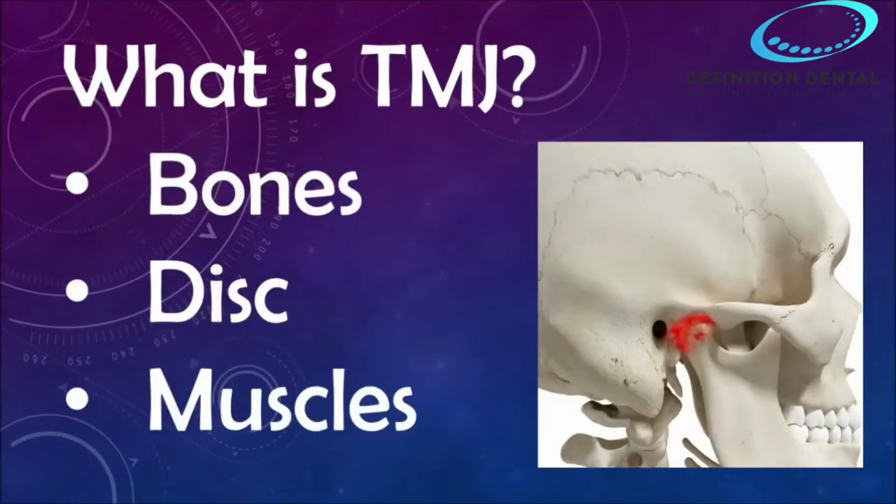The TMJ is comprised of three main types of structures. First, you have the bones. You have the ball of the mandible that fits in the socket of the temporal bone. That's where you get the term temporomandibular, because it's the temporal bone and the mandible and the way they fit together. This is a ball and socket joint, just like shoulders and hips. It's the only joint in the body where, in normal function, the ball routinely comes out of the socket.